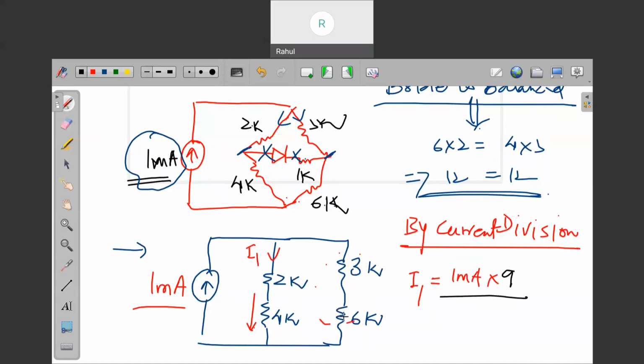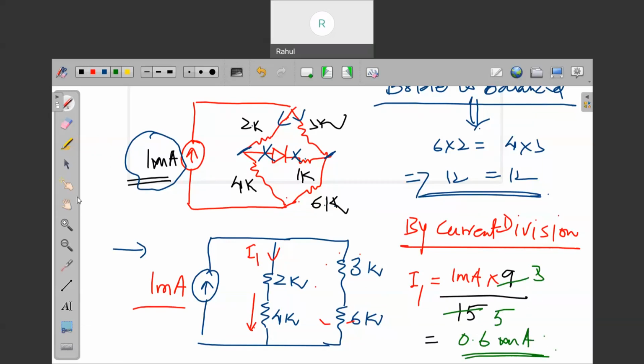What is total resistance here? Total resistance is 6 plus 6, that is 12, plus 3, that is 15. So you can cancel out now. It will be 3 upon 5, so this will be 0.6 milliampere. Understand? This is 0.6 milliampere current you will get.